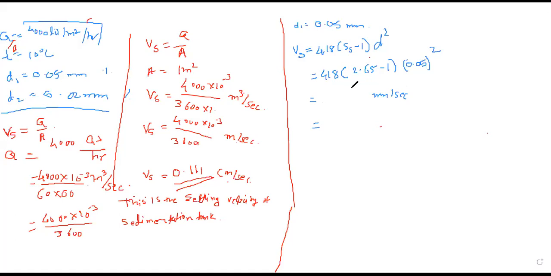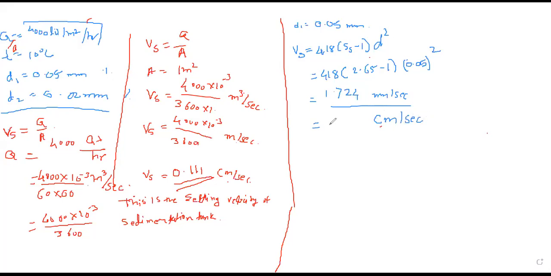The answer given by Nikita Bhagwat is 1.724. What is the answer? It is 1.724, but it is in mm per second. We have determined the settling velocity of the tank in centimeter per second, so we will convert it into centimeter per second.